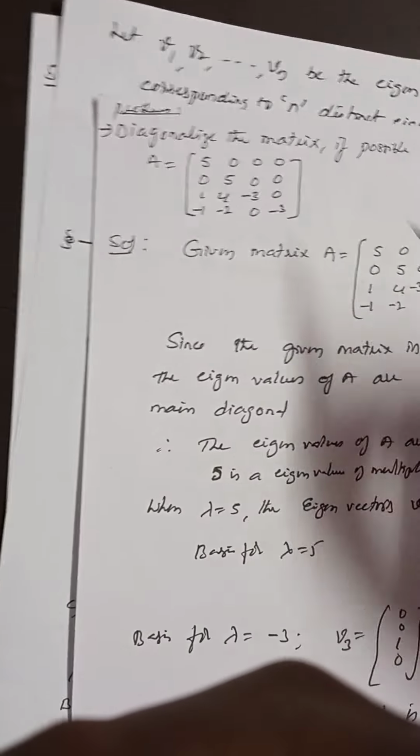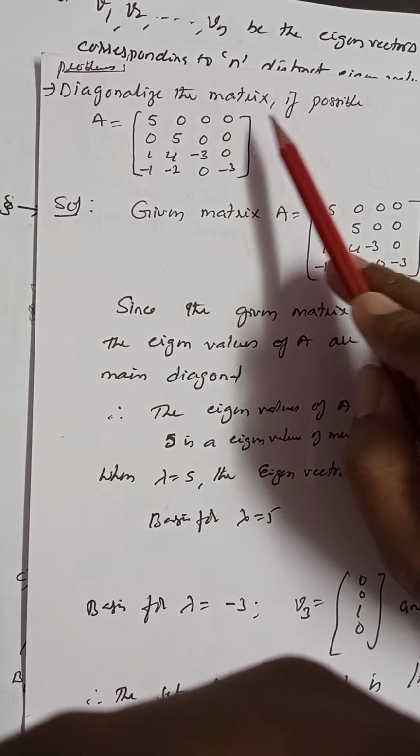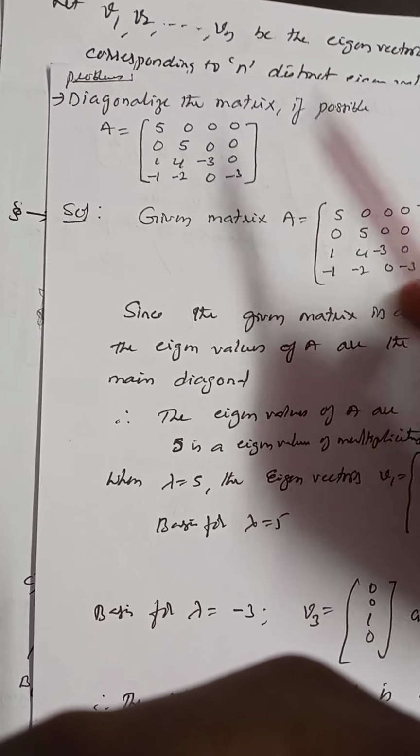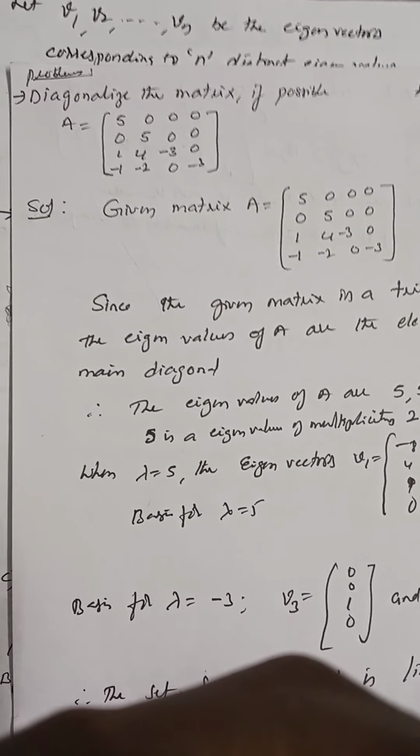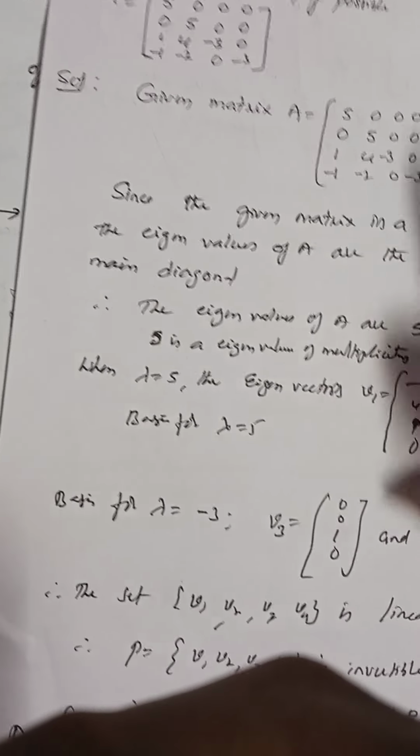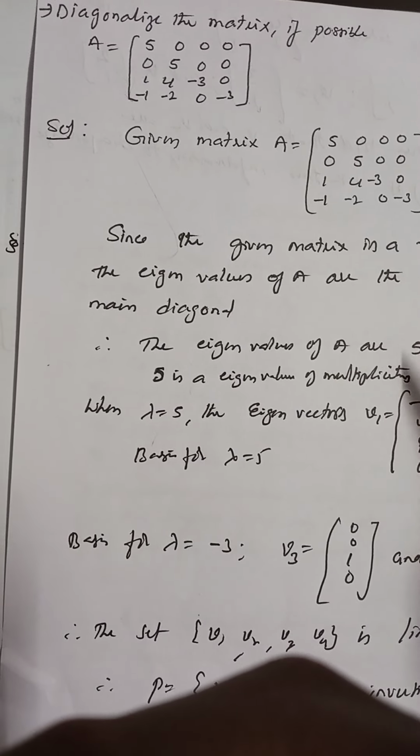The next one is: diagonalize the matrix A if possible. Right? I'll explain this problem in the next video.